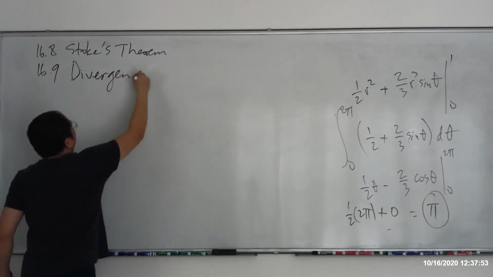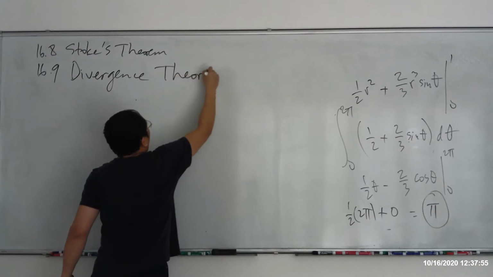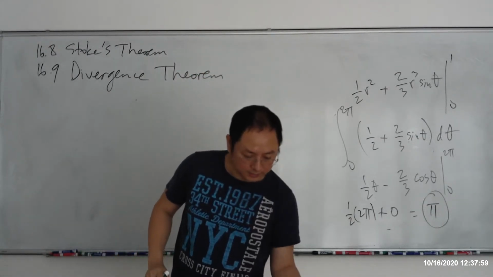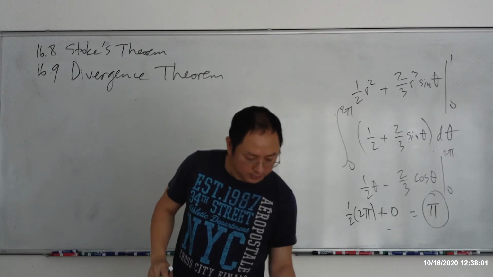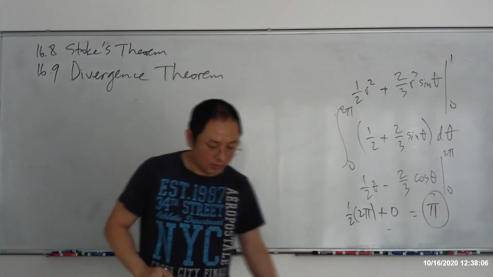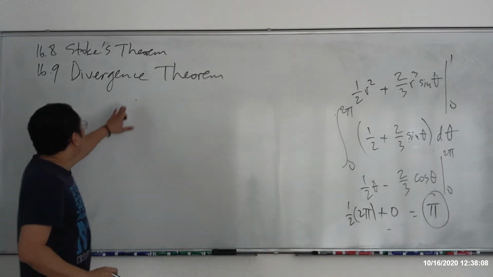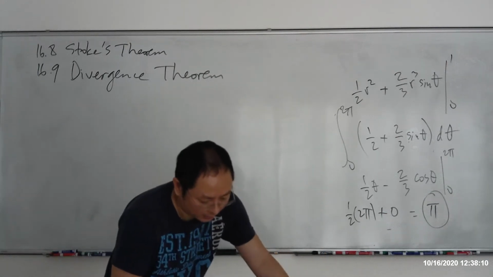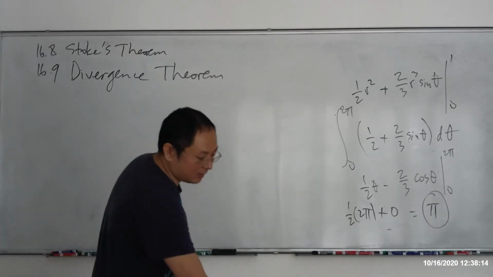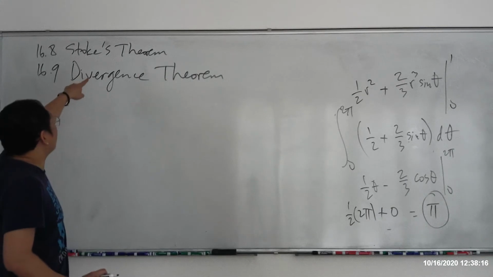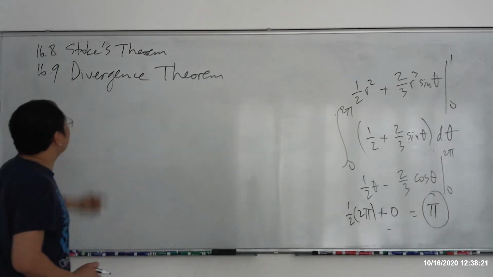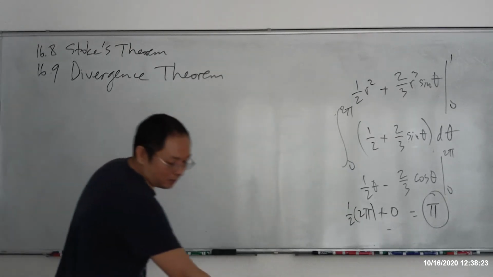Divergence theorem. Let me use the same notation as the book. So now we have a theorem that helps you convert from double integrals to triple integrals. Stokes' theorem basically goes from a line integral, a single integral, to a double integral, right? Now the divergence theorem is going to help you convert from double to triple.